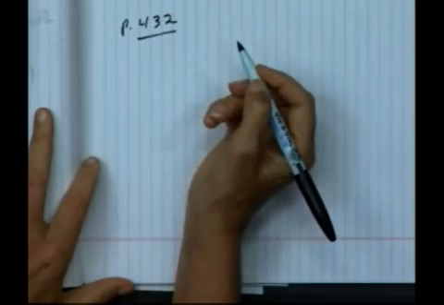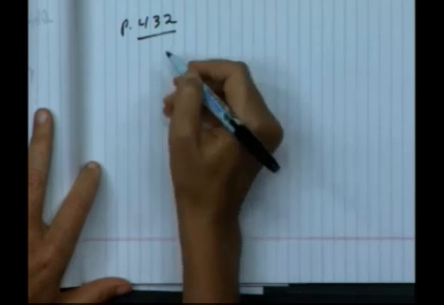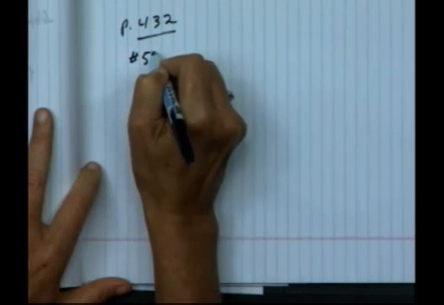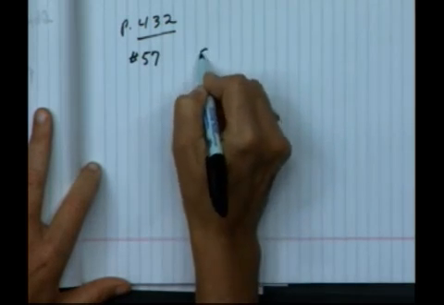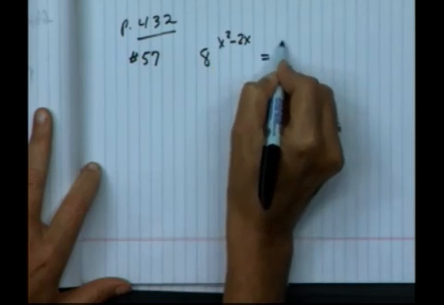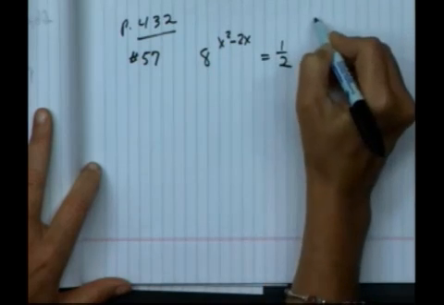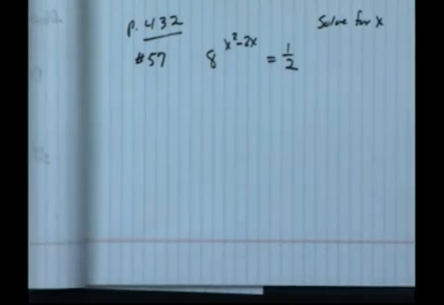All right, so let's just head to the exercises, page 432, and I'm going to pick a problem such as, where is a good one? I'm going to pick number 57. This is on page 432. 8 to the x squared minus 2x equals a half. And our instructions are to solve for x.